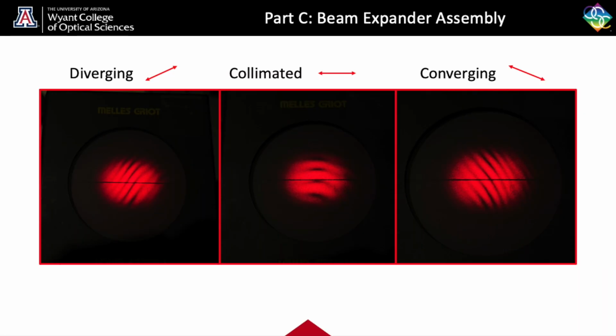The collimation of the beam can be checked using a shear plate interferometer. If we place the interferometer on the optical rail and input a diverging beam, the fringes will have a positive slope intersecting the collimation line, as shown on the left. A converging beam will show negative slope fringes, as shown on the right. The goal is to perfectly collimate our beam, which can be achieved by getting fringes parallel to the collimation line, as shown in the middle.